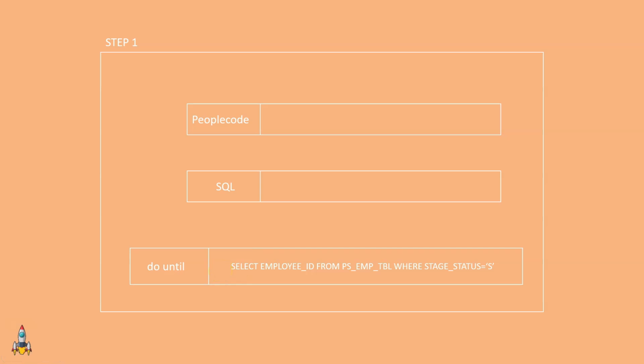Now, what is the main difference between do while and do until? Because both are looping actions. In do while, the action is at the top. That means we are checking the condition first, and only after the condition is true, we are allowing the subsequent actions to execute. However, in case of do until, the do until action comes at the last. That means we are allowing the preceding actions to execute at least once and then we are checking the condition. That is the main difference between do while and do until actions.